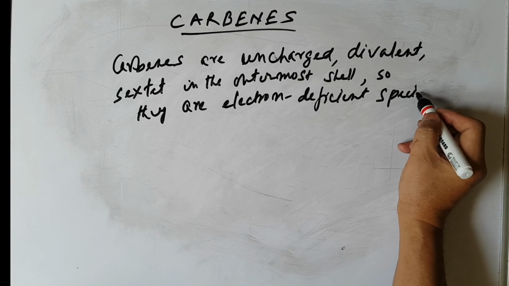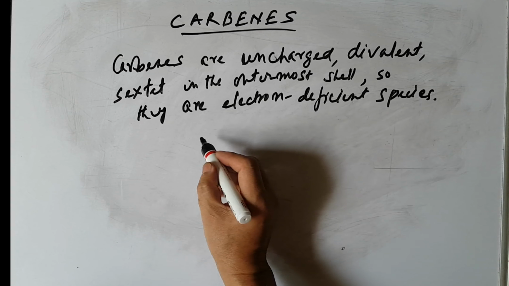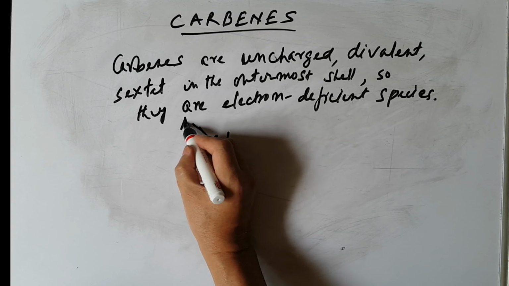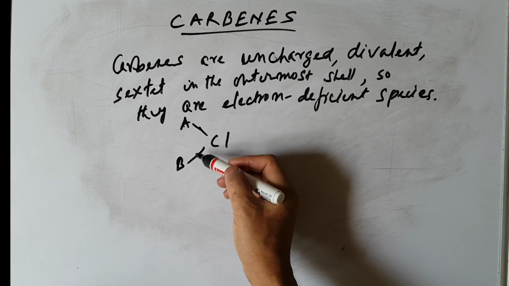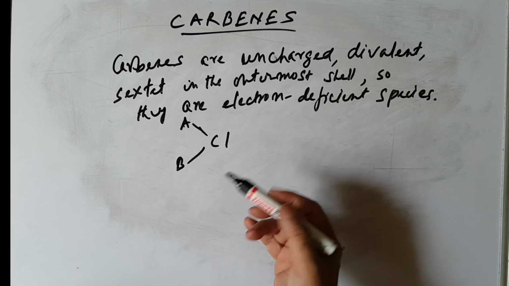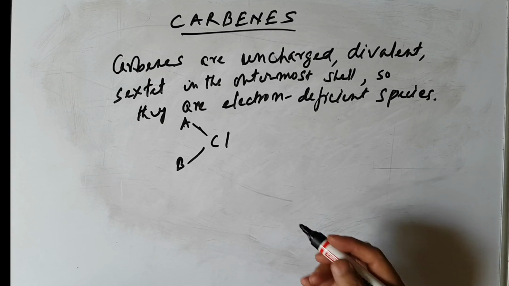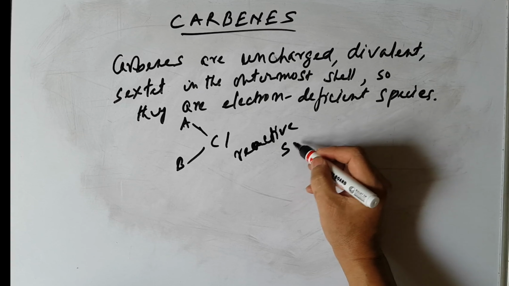So what I'm telling is that carbenes are uncharged divalent, like this. They can be written as A, B, or you can say R, R also. So they have divalent, two electrons, and they're having six electrons: 1, 2, 3, 4, 5, 6. So they are electron deficient to get the octet in the outermost shell. So carbenes are uncharged divalent, highly reactive species, reactive intermediates.